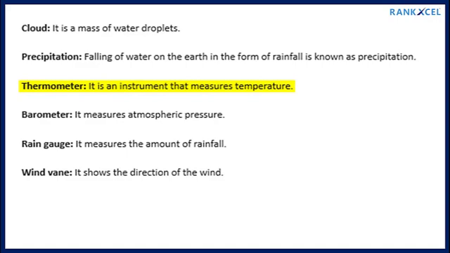Thermometer. It is an instrument that measures temperature. Barometer. It measures atmospheric pressure. Rain gauge. It measures the amount of rainfall. Wind vane. It shows the direction of the wind.